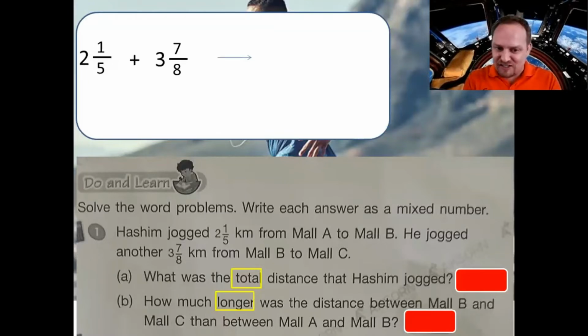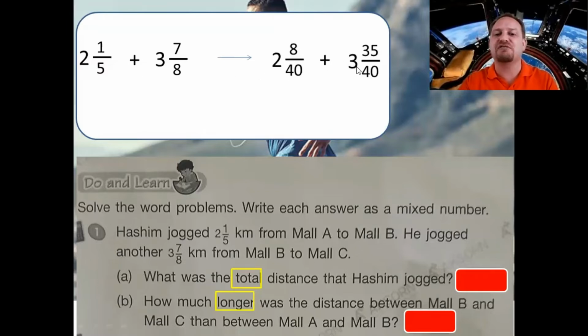Okay, Hashim jogged 2 and 1/5 kilometers from mall A to mall B. He jogged another 3 and 7/8 kilometers from mall B to C. Question A, what was the total distance that Hashim jogged? The key word was total. That would mean altogether. And as you can see at the top, that means to plus together, right? We had to change 5 and 8, the denominators, into 40. So now the problem looks like 2 and 8 over 40 plus 3 and 35 over 40. And the answer was 6 and 3 over 40 kilometers, wasn't it?